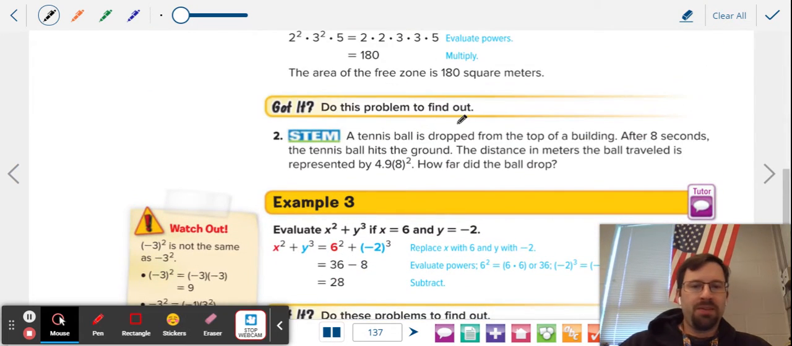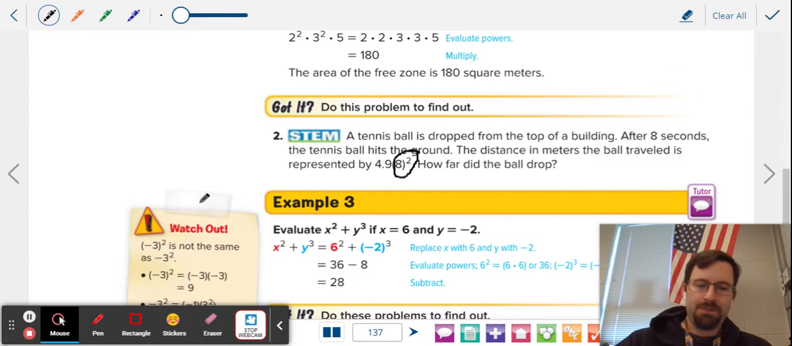Okay, so here we have a tennis ball is dropped from the top of the building. After 8 seconds, the tennis ball hits the ground. The distance in meters the ball traveled is represented by 4.9 times 8 to the second power. Okay, so now notice the parentheses do not include the 4.9, so we're only going to square the 8.